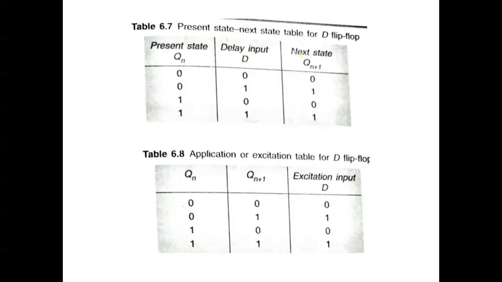And the present state and next state of D flip flop. So present state is 0, and input is 0, then next state is 0. So 1 means 1. And when the present state is 0, the same thing is transferred to here. Similarly, when the present state is 1, there also the same state. 0 means 0, 1 is 1. So whatever the present state is, the input given, that output is the same.